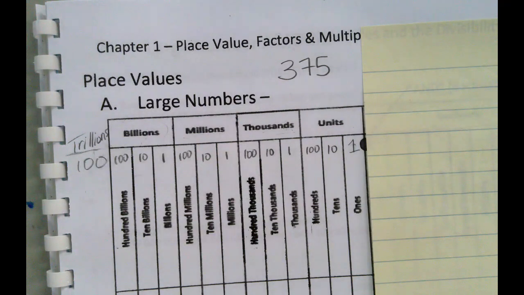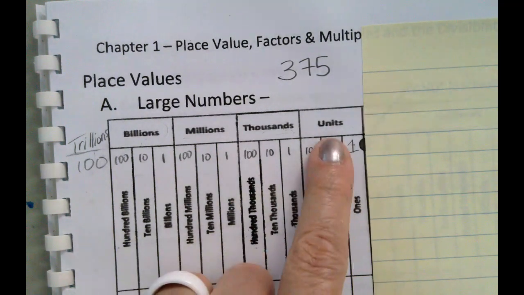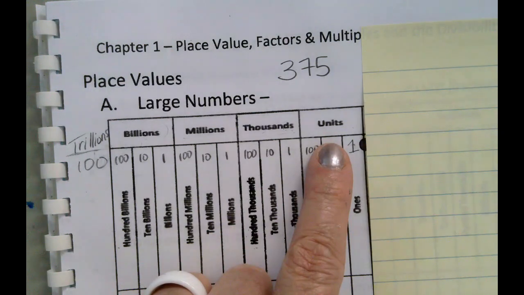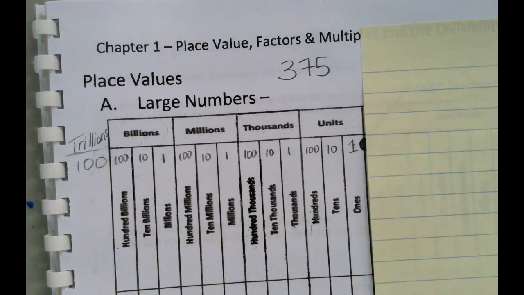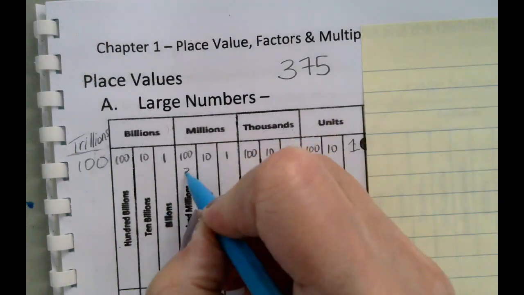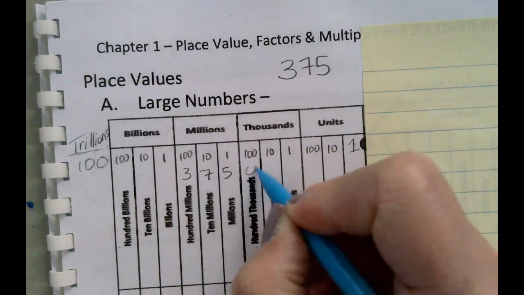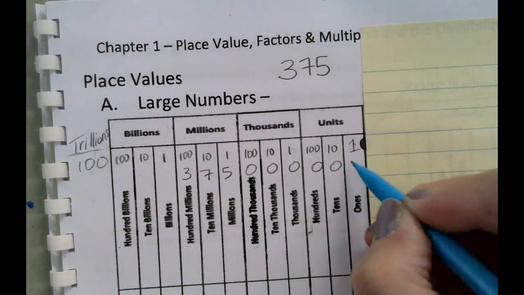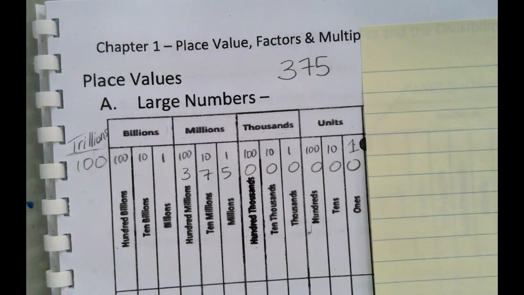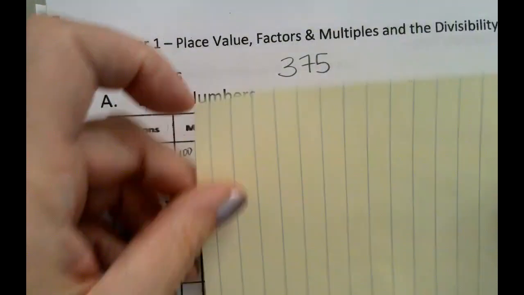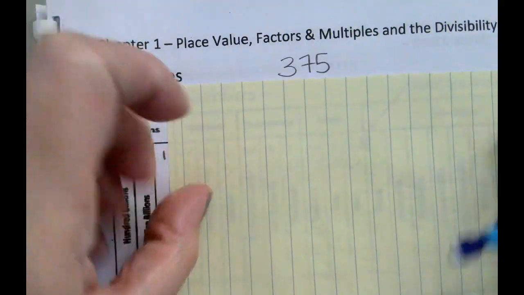If I just say 375, that's all I get, 375. Now, if I tell you 375 million, you are way more happy, right? Because you know that 375 million has to have 6 zeros behind it, because I need to put it in the million spot. So this is how I do numbers. This is how I teach numbers over the years.